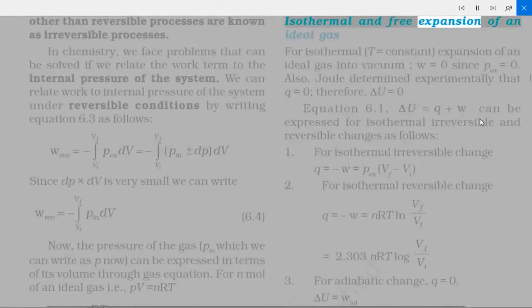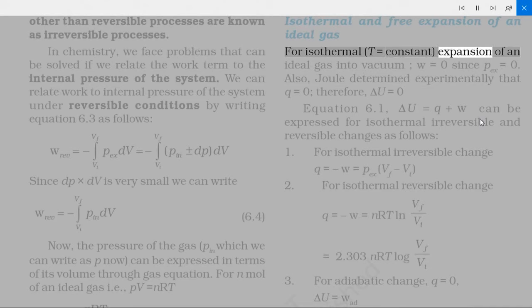Isothermal and free expansion of an ideal gas. For isothermal expansion, T = constant, of an ideal gas into vacuum, w = 0 since p_ex = 0. Also, Joule determined experimentally that q = 0, therefore ΔU = 0.